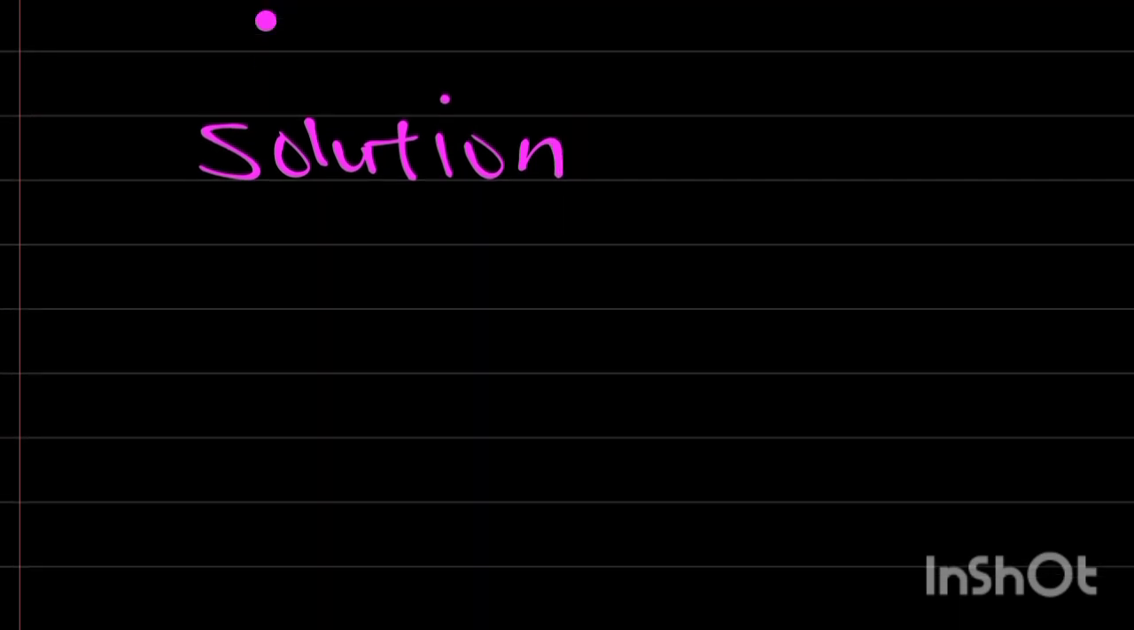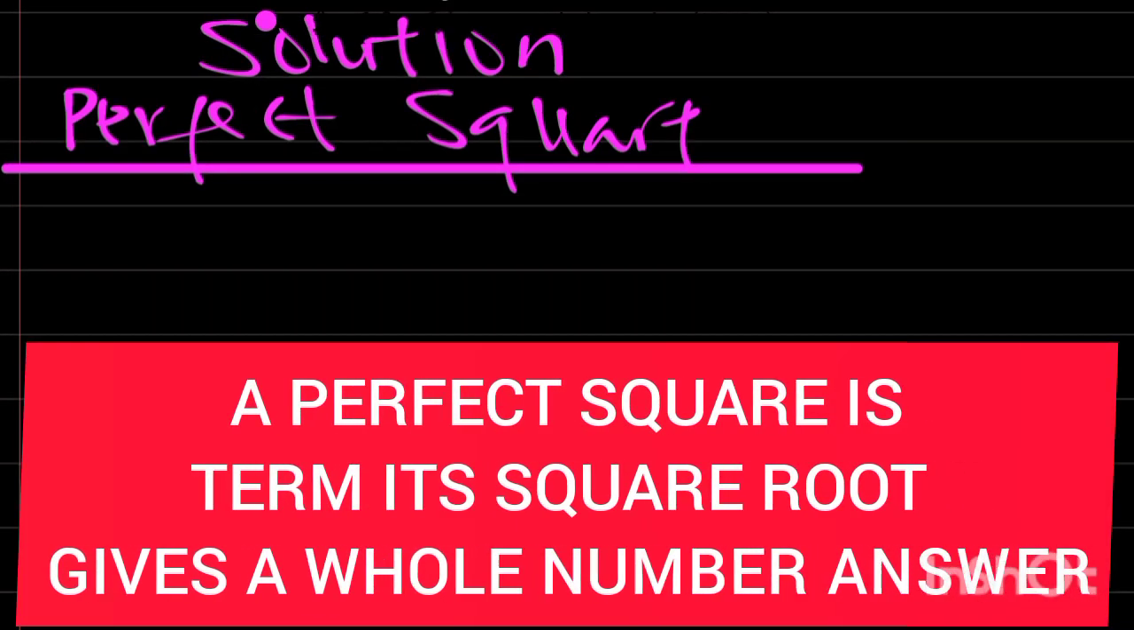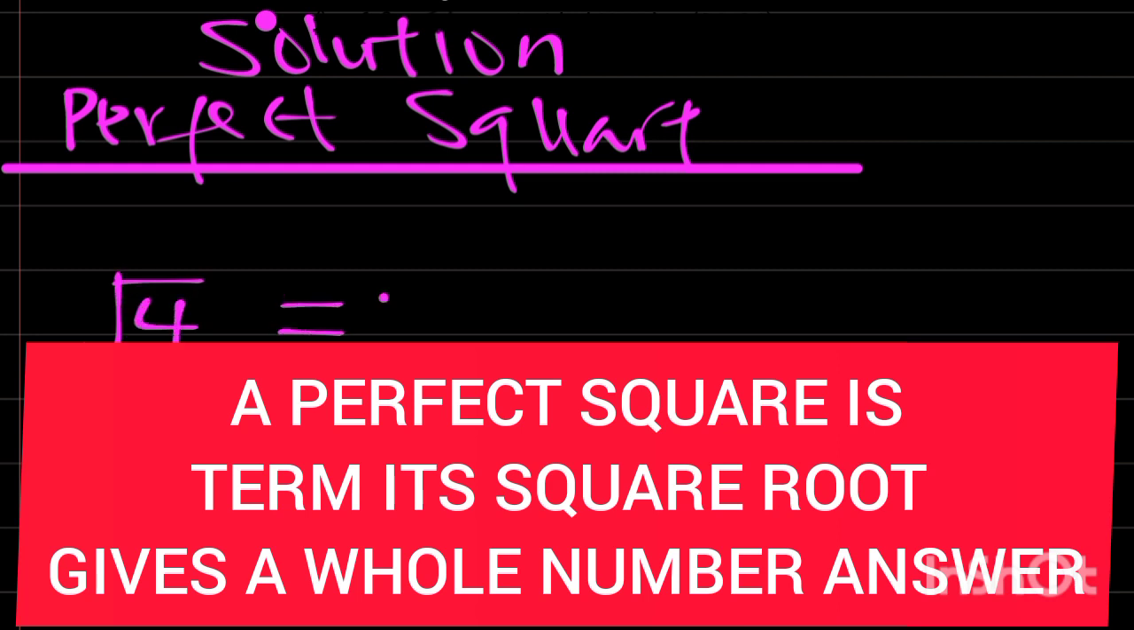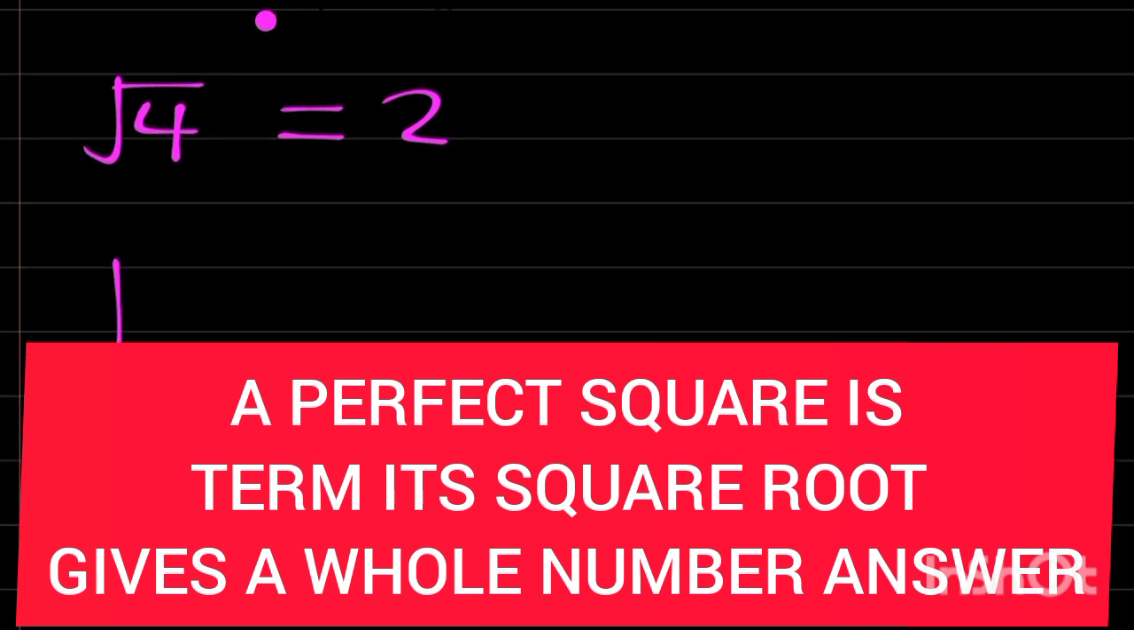Solution. We start from a perfect square. What is a perfect square? If I can find the square root of a number, take for instance 4, then it gives me a number without any remainder. Therefore, 4 is a perfect square. Most especially if I have the square root of n raised to power 2, this is a perfect square because my answer is going to be n.